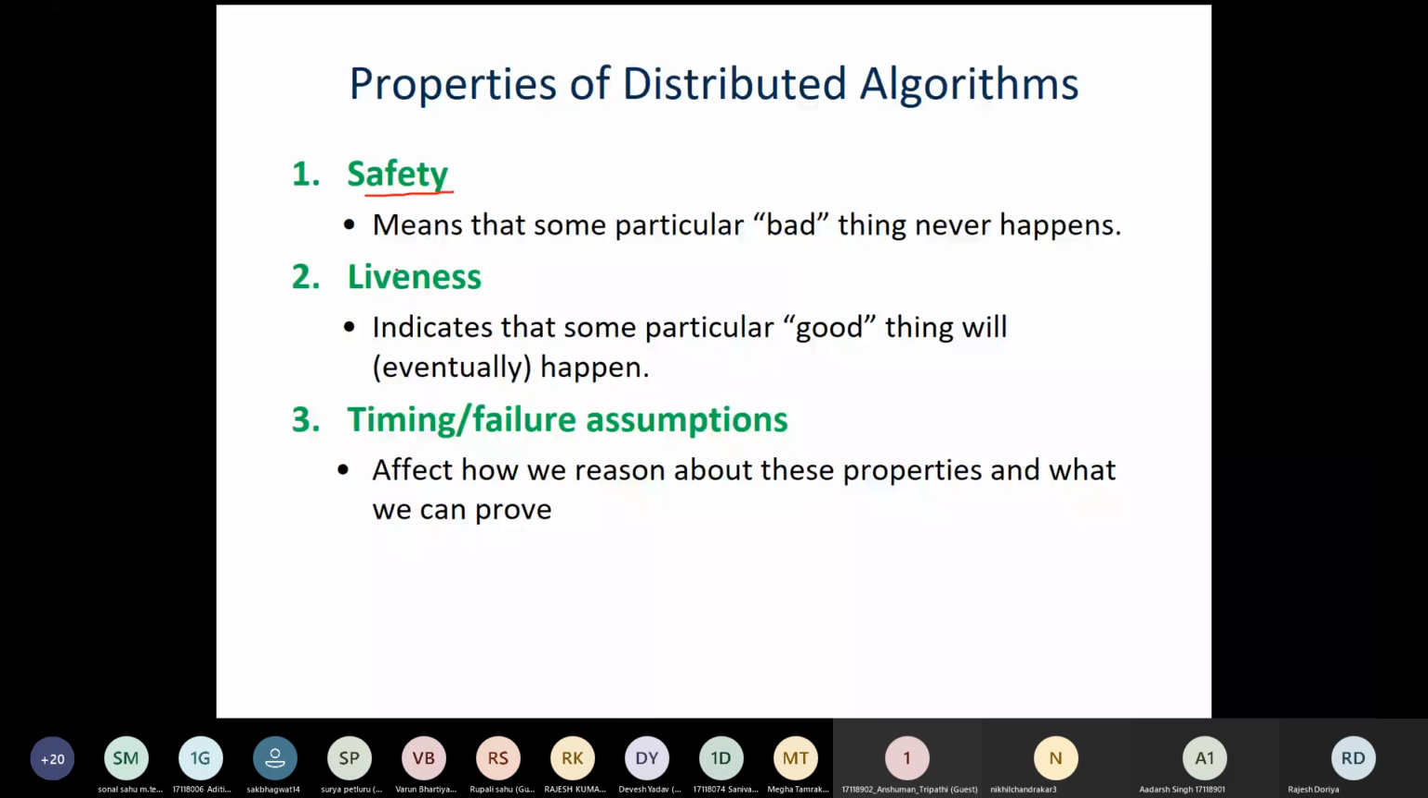And thereafter, timing and failure assumptions. They affect how we reason about these properties and what we can prove. So we'll discuss these particular assumptions, timing and failure. The timing may be of two types: synchronous and asynchronous. Then again, there may be a number of types of failure, and it is up to us which type of failure we are going to consider in a particular problem. These are some of the desirable properties of a distributed algorithm.